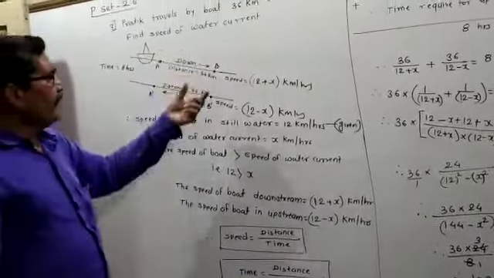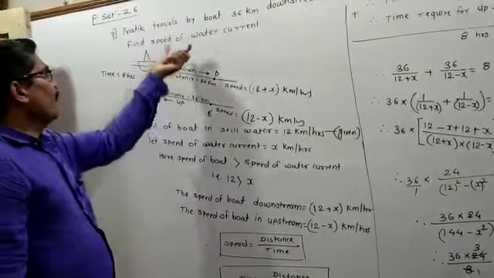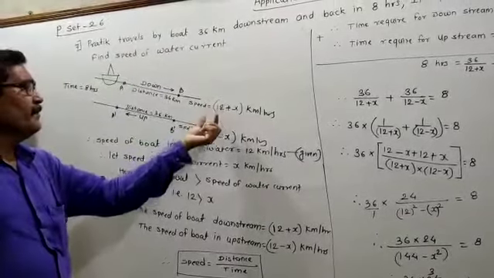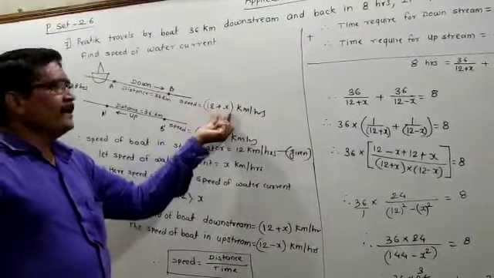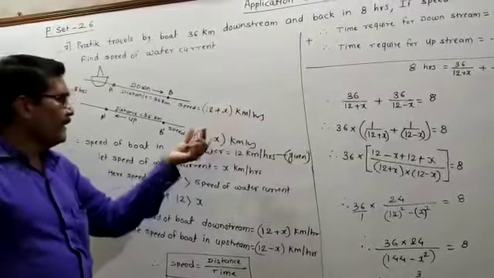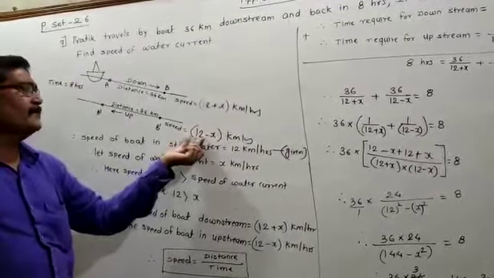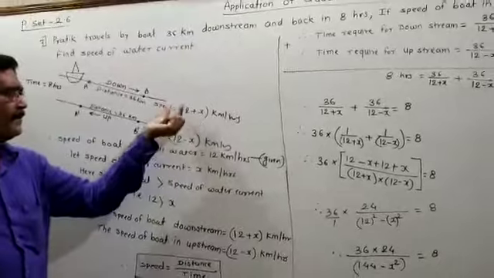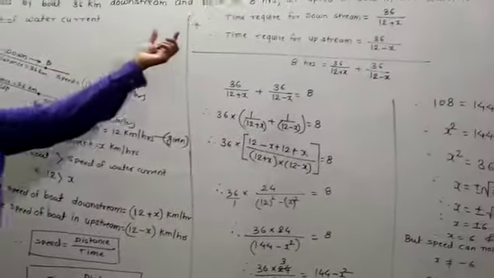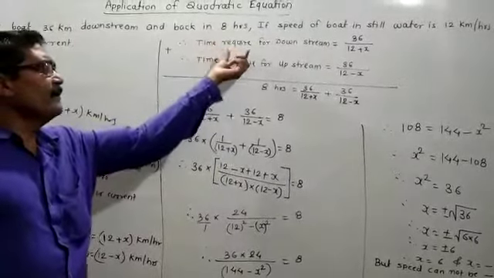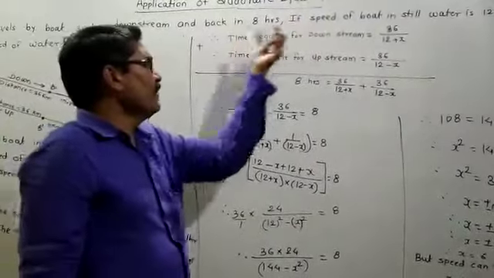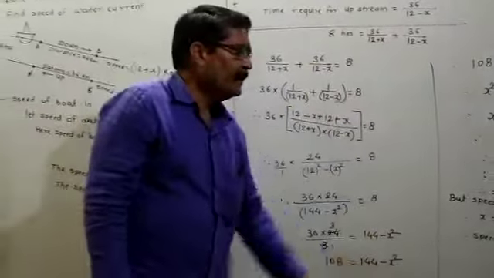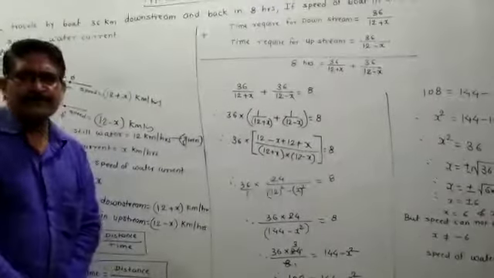And here you have to consider the speed of the water current, whatever they ask, as x. When they go downstream, you have to add the speed of the water current to the speed of the boat in still water. And for the upstream speed, from the speed of the boat you have to subtract the speed of the stream. In this way you find the speeds and frame the equation properly. You write the time required for the downstream and the time required for the upstream, and the total time is 8. You have to do all these things properly and write all of them in the notebook. Thank you.